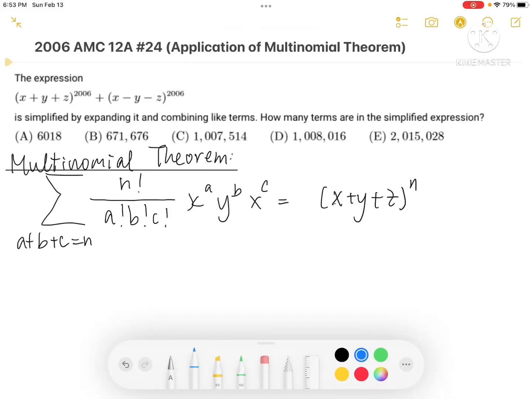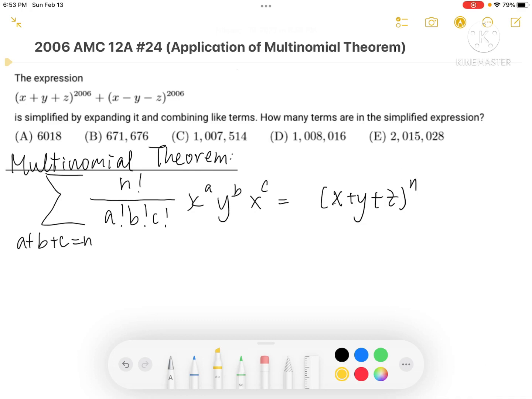Hello everyone, let's solve the 2006 AMC 12A question 4 together. There are a lot of ways to solve this question, but I believe the most straightforward way is to use the multinomial theorem. This theorem is just like an extension of the binomial theorem. I'll explain this theorem later, and I'll also link a video explaining the binomial theorem down below in the comments if you don't know what it is.